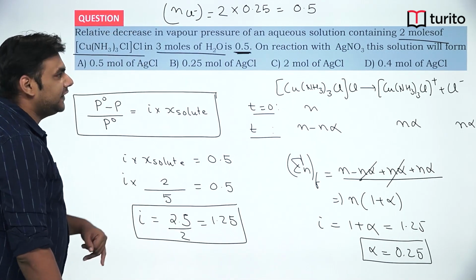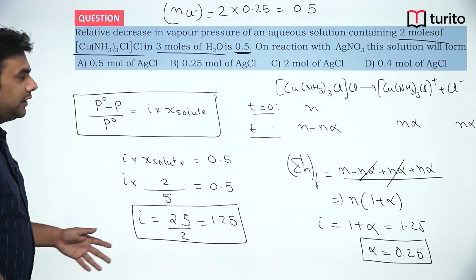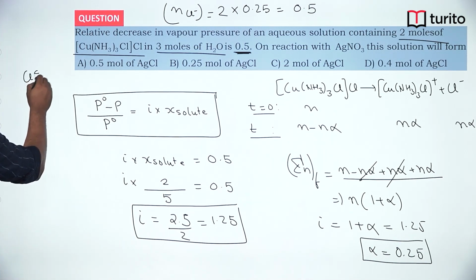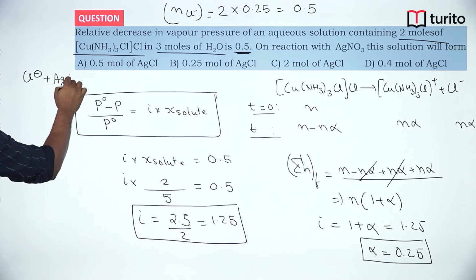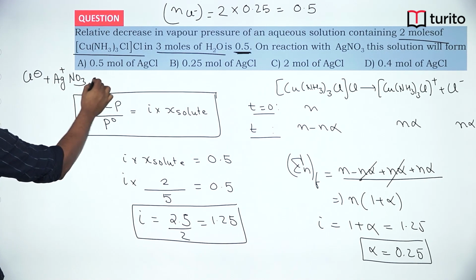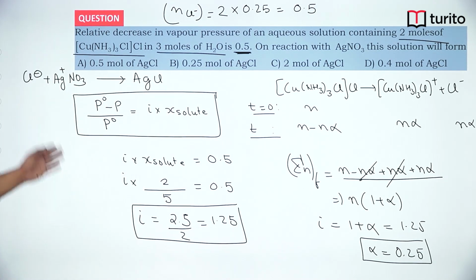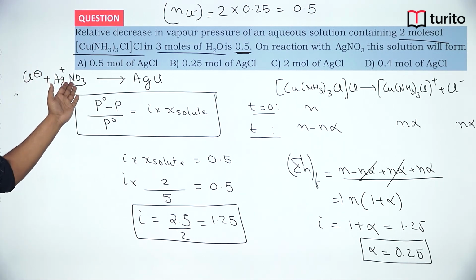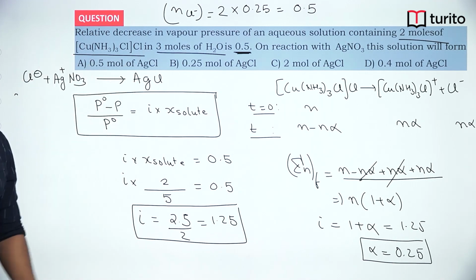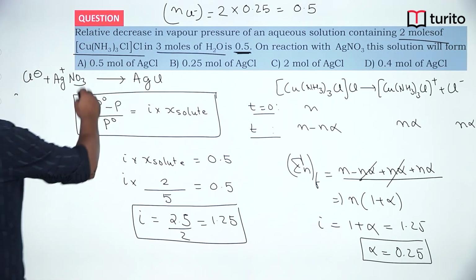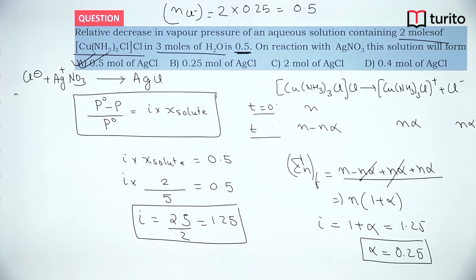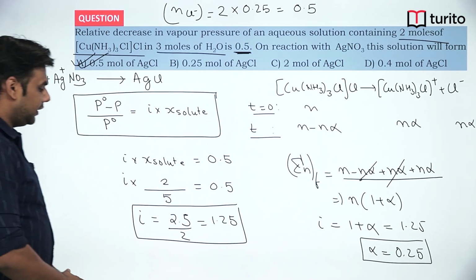Now this Cl negative would react with AgNO3. We know that if we react AgNO3 or Ag plus with Cl negative, we get a precipitate of AgCl. So 1 mole of chloride ion reacts with 1 mole of Ag plus to give 1 mole of AgCl. So 0.5 mole would react with 0.5 mole of Ag plus to give us 0.5 mole of AgCl. So the answer of this would be 0.5 moles. Okay, I hope this is clear to you.